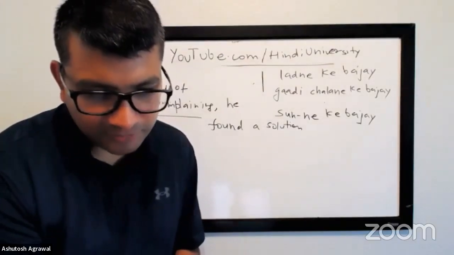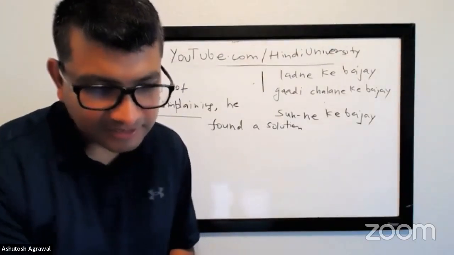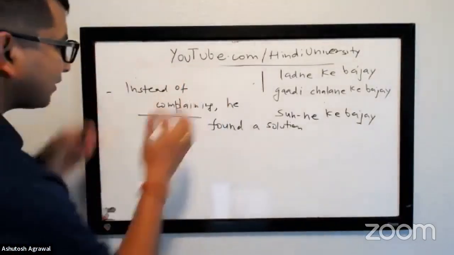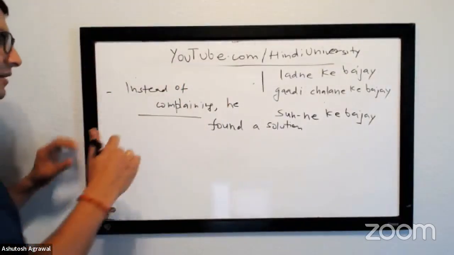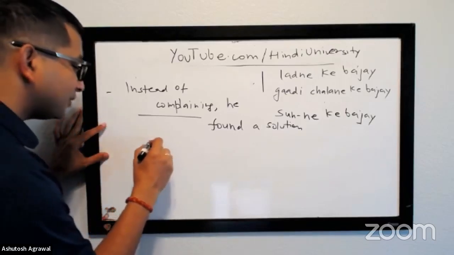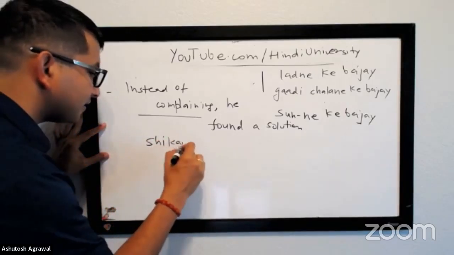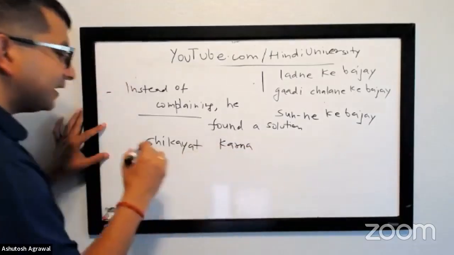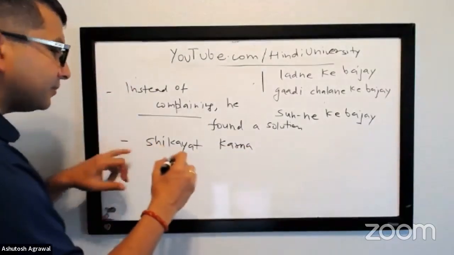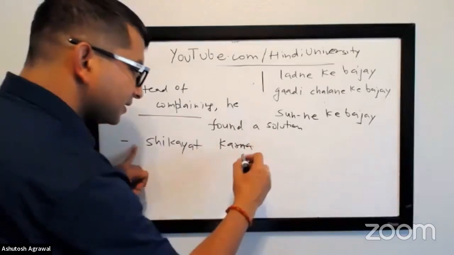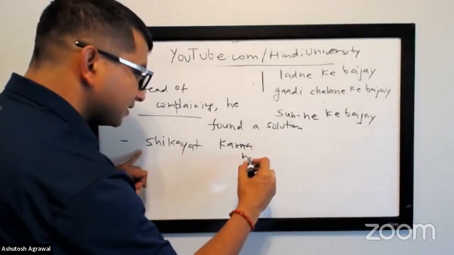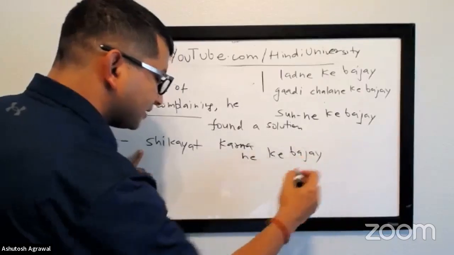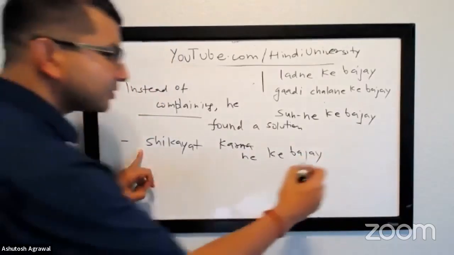Someone who's not done it before. Let's see. Nandini ji, you want to try it out? Instead of complaining, he found a solution. First, figure out this one. What is the verb here? शिकायत करना. Very good. The verb is shikayat karna, to complain. So it becomes शिकायत करने के बजाय. Very good. शिकायत करने के बजाय, he found a solution.